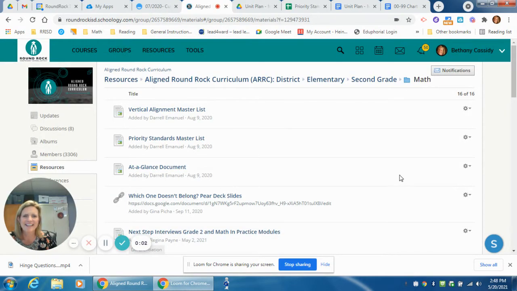Hi, my name is Bethany Cassidy, and I wanted to show you how you could consider using Hinge questions with Show Me tasks as well for this particular example, which would be second grade.